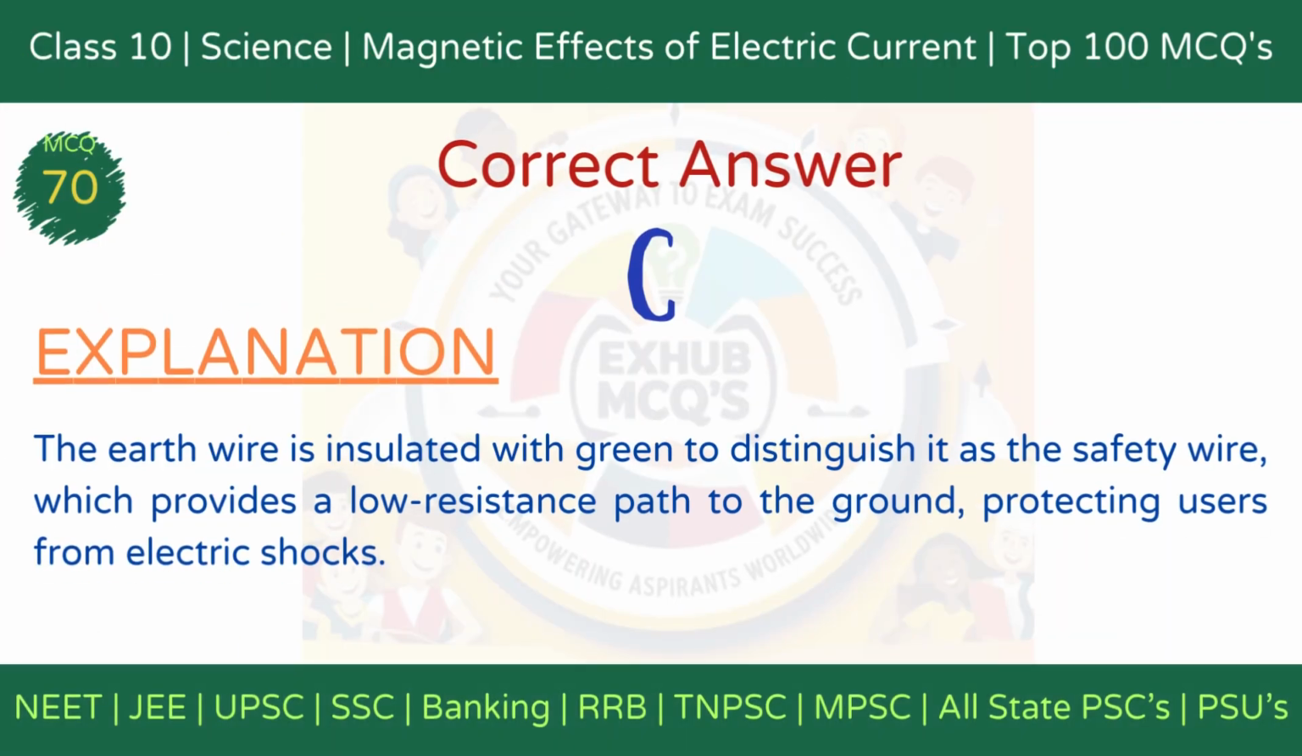The correct answer is option C, to distinguish it as a safety wire. Explanation. The earth wire is insulated with green to distinguish it as the safety wire, which provides a low resistance path to the ground, protecting users from electric shocks.